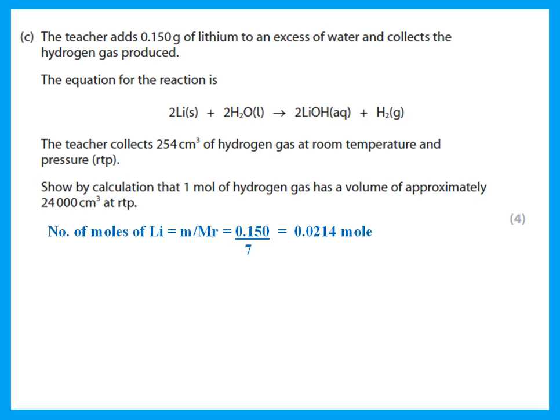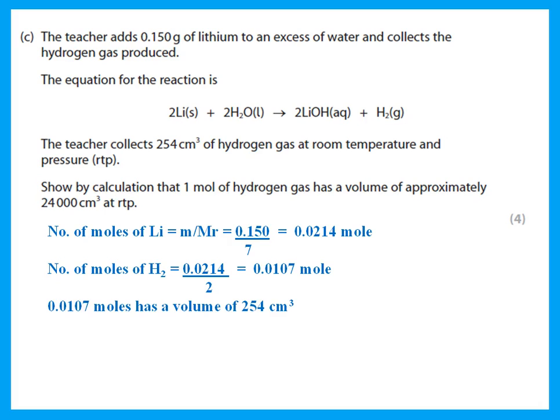Then he's asking me about what? About hydrogen. In all of these calculations, the next step would be look at the equation and relate what you got to what he's asking about. You got the number of moles of lithium. What is that with respect to the number of moles of hydrogen? Well, from the equation, hydrogen is half the lithium, so the number of moles of hydrogen will be half the number of moles of lithium.